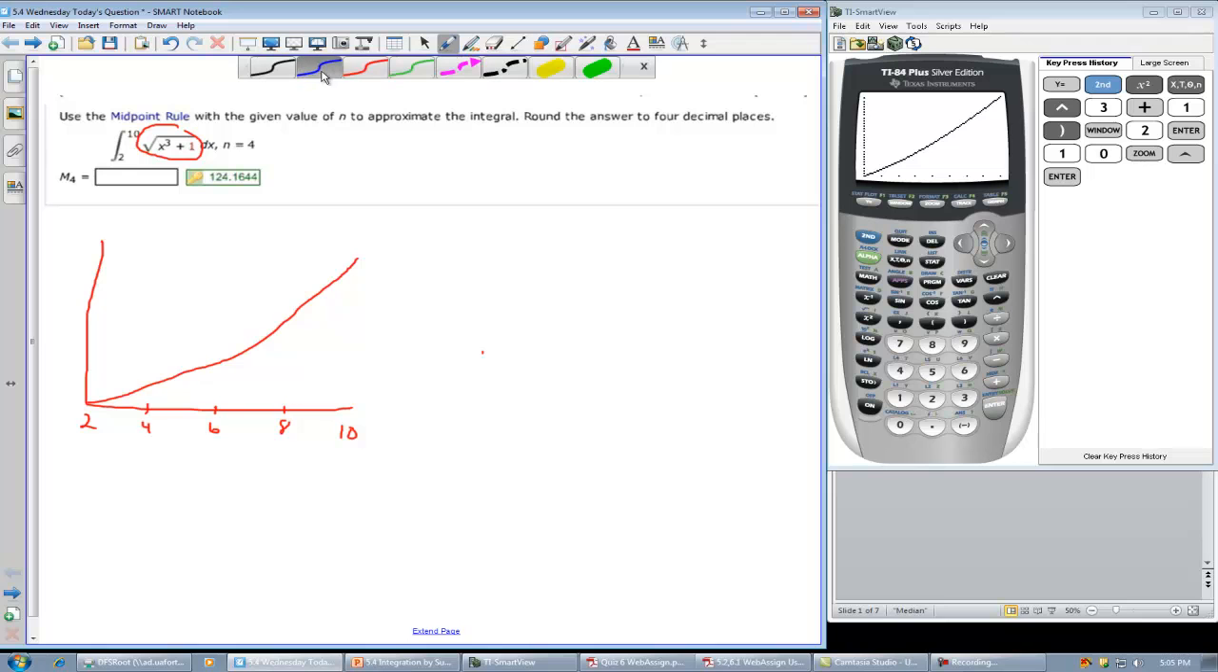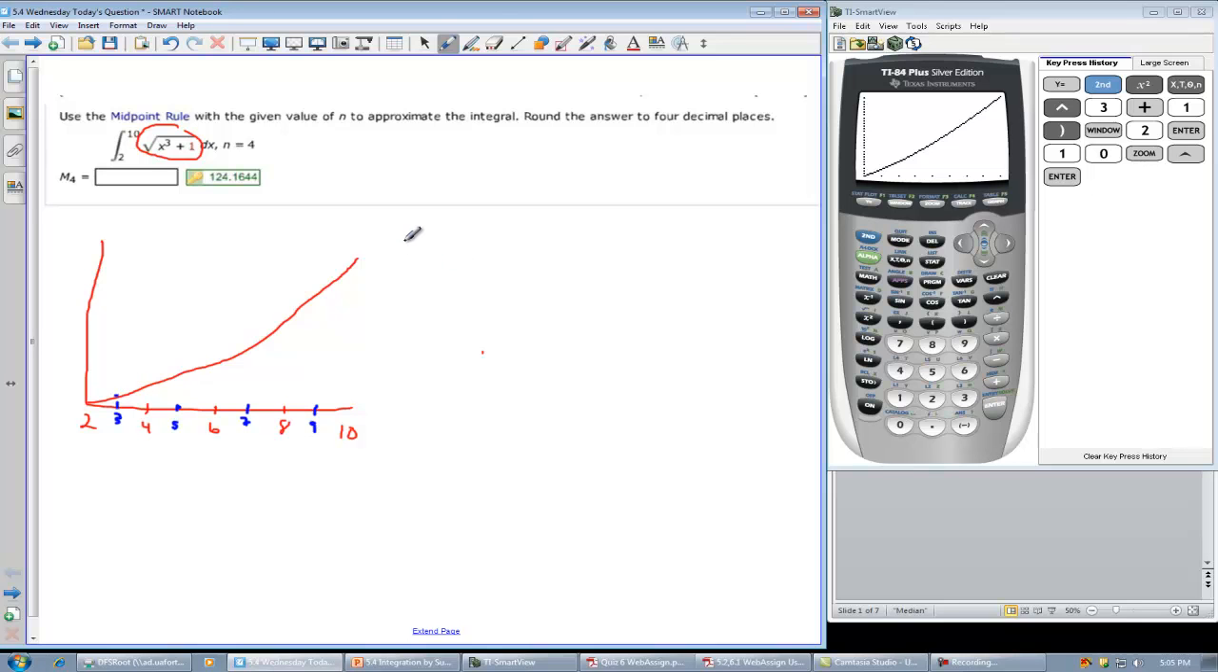So the idea is find the midpoint. So the midpoint between 2 and 4 is 5. Oh, sorry, 3. So it's 3. The midpoint between 4 and 6 is 5. 6 and 8 is 7. 8 and 10 is 9. And we have to find the corresponding heights here.